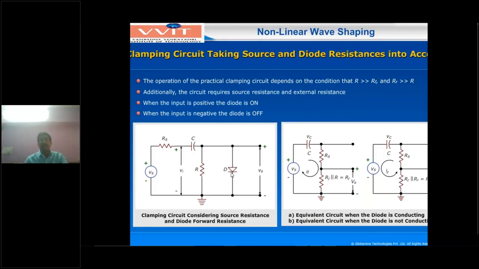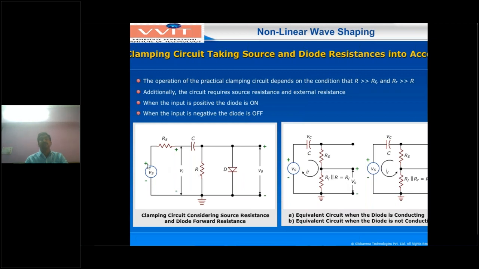In the forward bias condition, the diode presents the forward resistance RF. RF is a small value, 10 to 100 ohms, while R is in kilo ohms. So the parallel combination of these two gives a resultant resistance of RF. That's why R parallel with RF equals RF. The output voltage is taken across the diode, or RF.